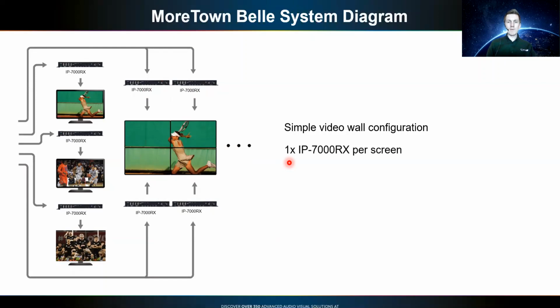So one IP7000RX per screen, and then set this. You can save it in our preset recall on our system as a video wall, and then you would drag and drop the content to the video wall. And all 4 screens in this video wall would of course then show the correct segment of the source that it's being fed.